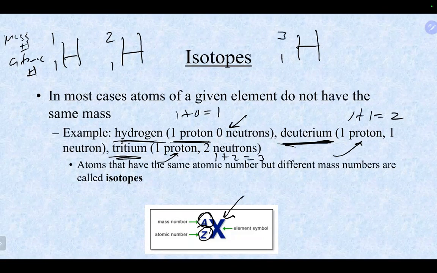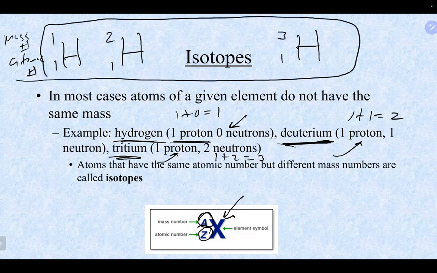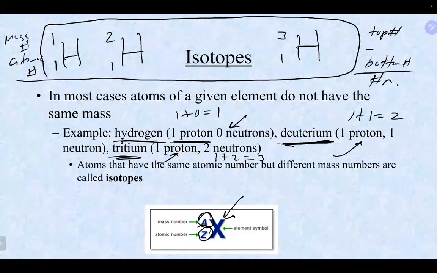So basically, when we write our symbols like this, you take the top number minus the bottom number, and that gives you the number of neutrons. So 1 minus 1 gives you 0 in the first case, 2 minus 1 gives you 1, and 3 minus 1 gives you 2. The top number is the mass number, and the bottom number is the atomic number. So that's a very common way that we write these symbols.